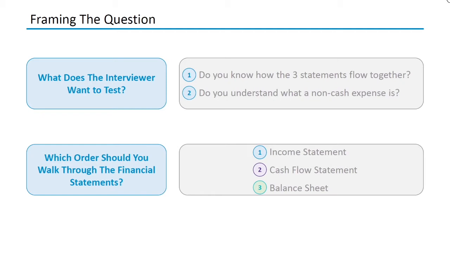Now, for which order you should walk through the financial statements, you can do it in whatever order you feel most comfortable in. However, for me, I think it's the easiest approach to start with the income statement, go to the cash flow statement, and finish up with the balance sheet. And I'll show you why as I walk through it.